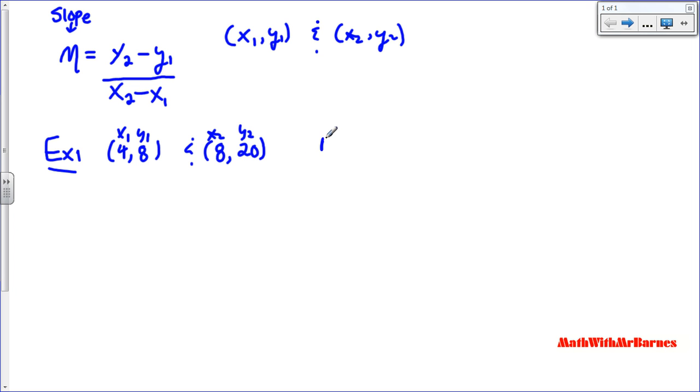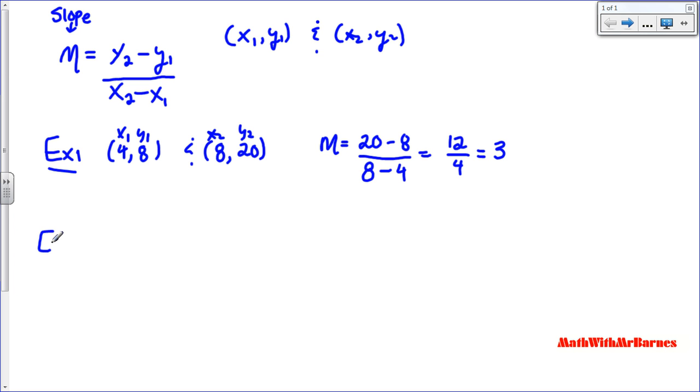So I'll do it over here. Slope is equal to y2, and in our case, y2 is 20. All I'm doing is filling in these variables with numbers. So 20 minus y1, which is 8, and then x2 is 8 minus x1, which is 4. So I get 20 subtract 8, which is 12, divided by 8 subtract 4, which is 4, and then I get a slope of 3. That would be the slope of my line.